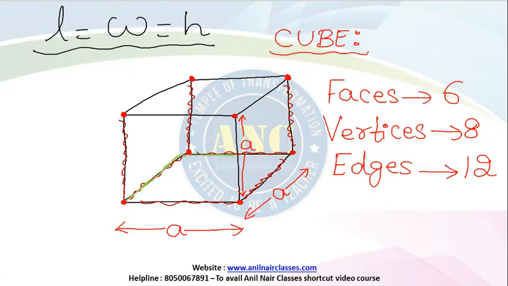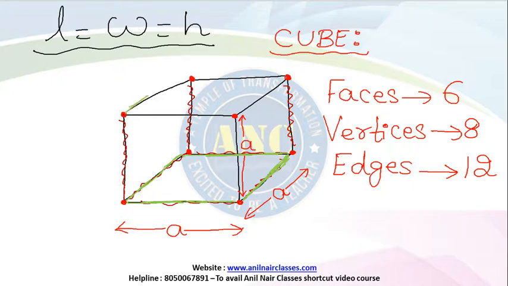This is what I am calling it as a base. The green color highlighted portion is what I am calling it as a base right now. That means in base there will be 4 edges.